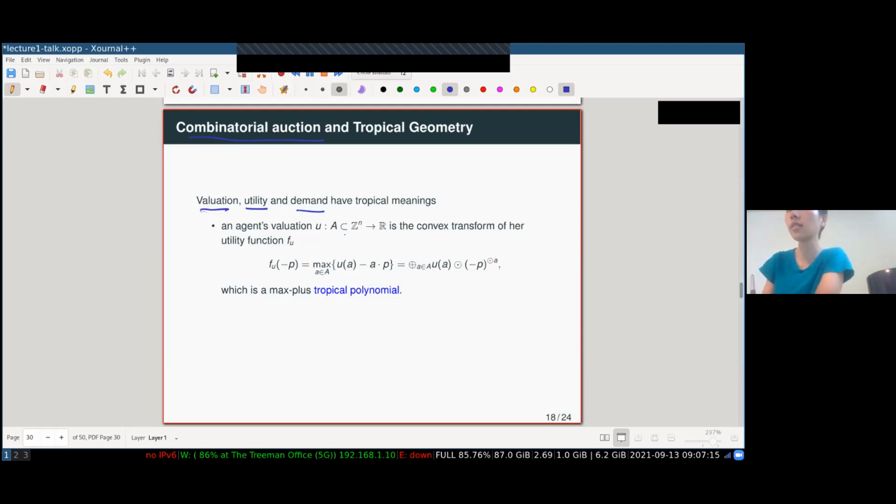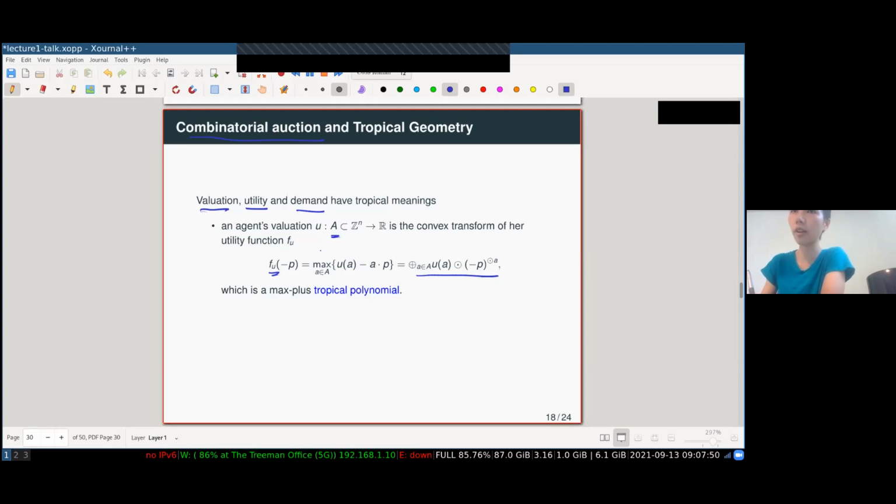An agent's valuation is a lift of my point configuration, and it is the Legendre transform of the utility function. And the utility function is simply, by a small change of signs, I can say the utility function at price P is the max over A of the valuation of the bundle A minus how much I have to pay. This is a max of a bunch of linear functions. This is a tropical polynomial.